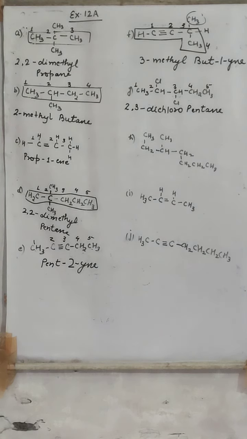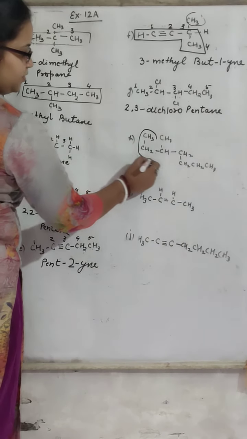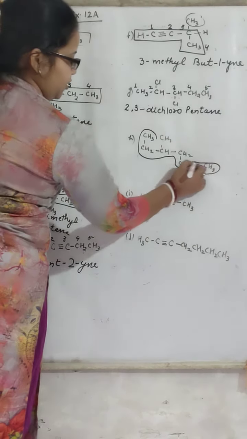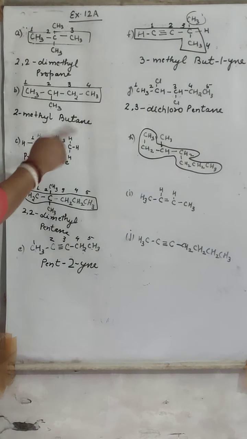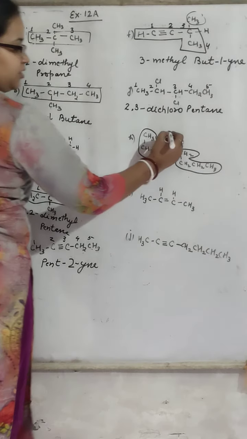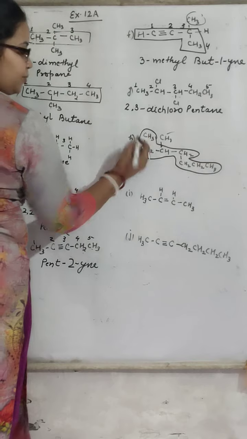Now next we have to select the longest possible chain. So we will select like this. No breakage is there, right? No breakage is there. This will be our longest possible chain. This will be alkyl because it is out from the chain. That means alkyl. So first let's do the numbering.